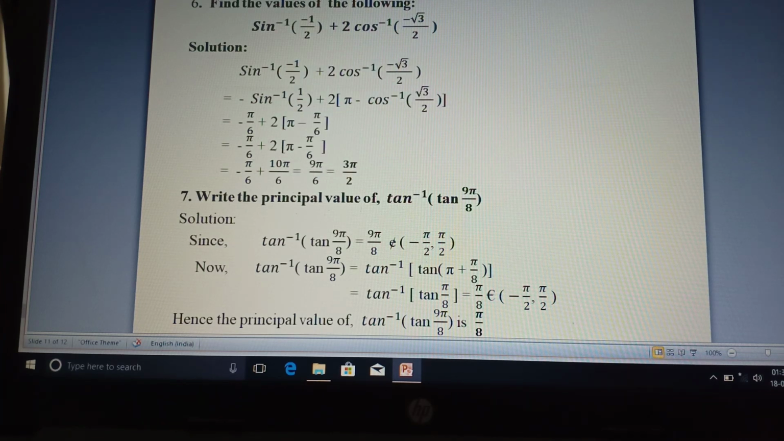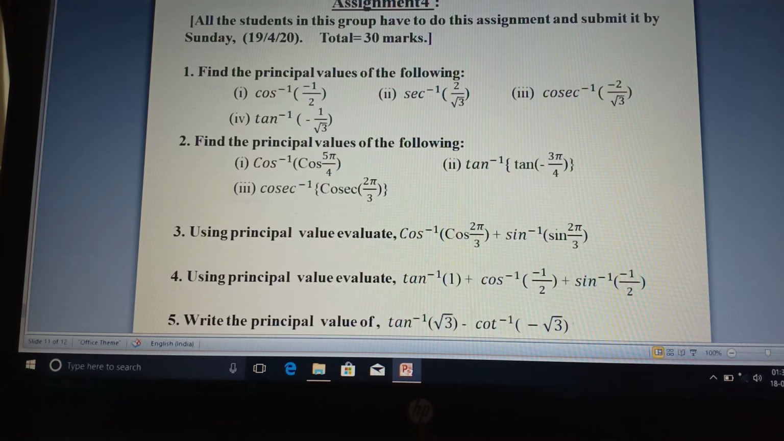I hope, students, you understood the technique of finding the principal value of inverse trigonometric functions. Here I am giving you some assignment questions. All of you try yourself, and if you get any queries or doubts, please contact me.